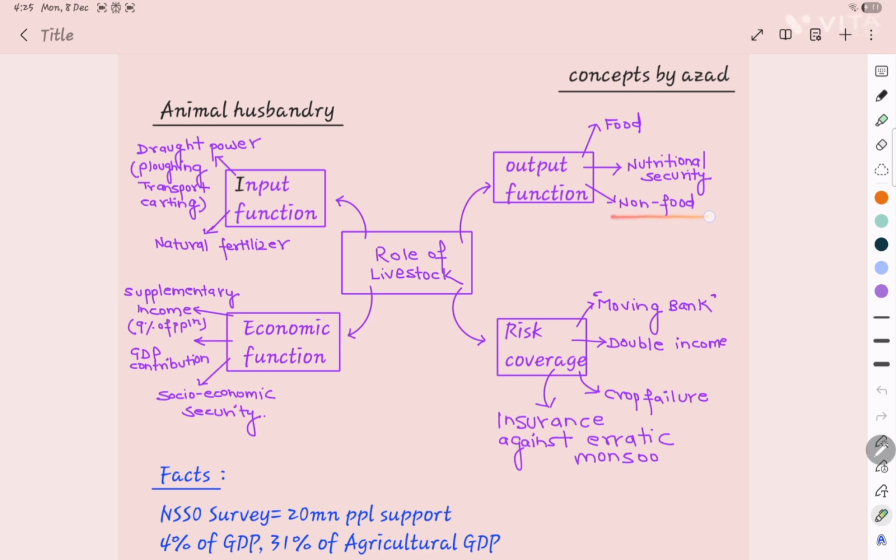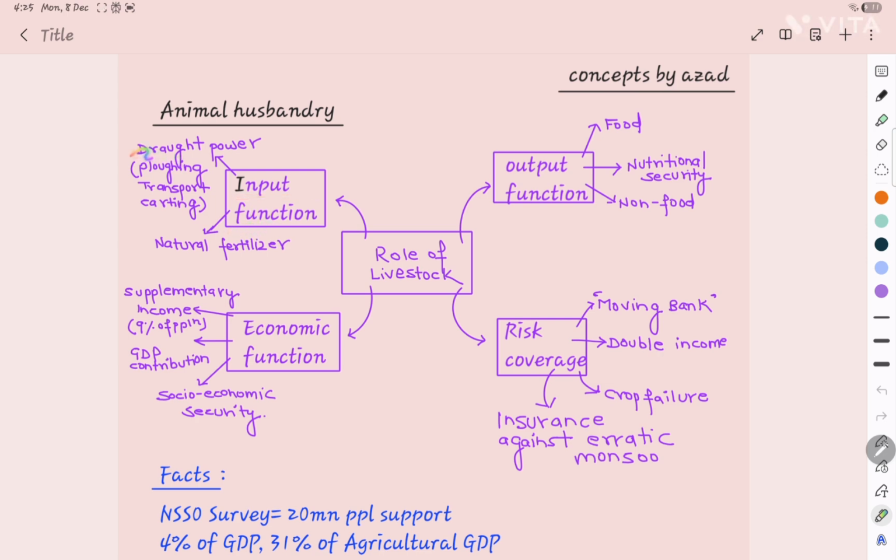The second function is the input function. What is the input function? It provides draught power. Earlier, when there were no vehicles and no development of engines and all, animals or livestock were used for ploughing. They were used for transport and for carting. It also provides non-food items and is used as a natural fertilizer. So that is the input function of the livestock.